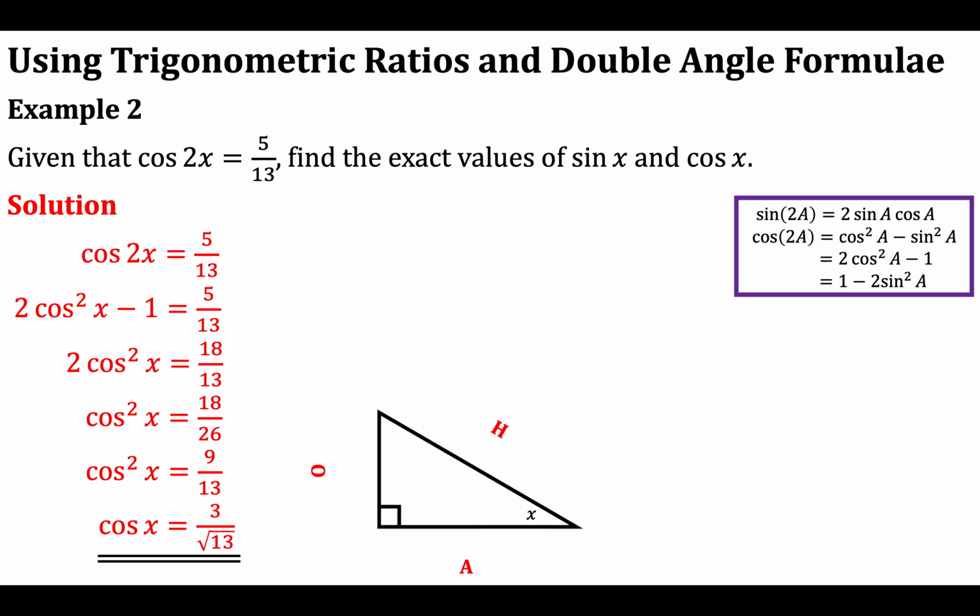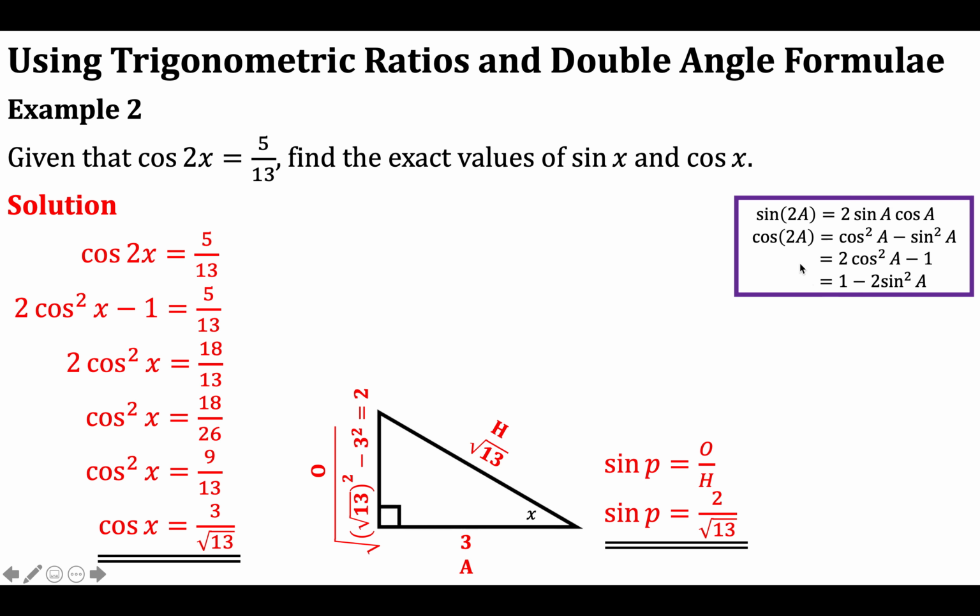Now, to find sin x, we can use our triangle because we know what cos x is now. So we know that our adjacent is 3 because the cosine of x is adjacent over hypotenuse. So we can see our adjacent is 3 and our hypotenuse is root 13. We can find the opposite by saying the square root of root 13 all squared minus 3 squared, and that's 13 minus 9, which is 4. The square root of 4 is 2. So we can see that the opposite is 2 and the hypotenuse is root 13, which means that sin x is equal to 2 over root 13.